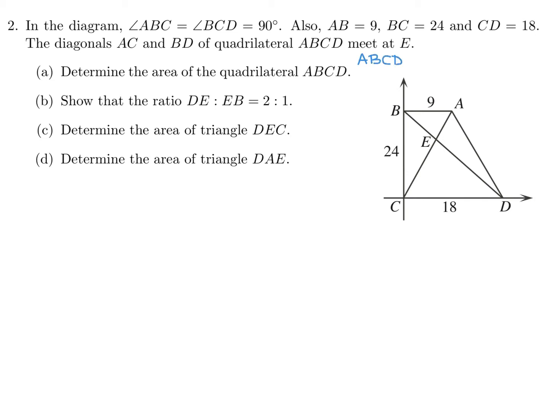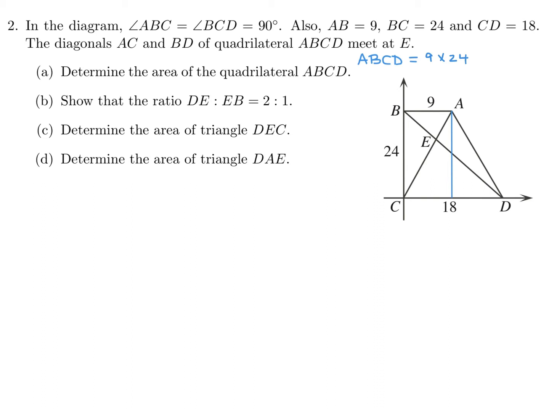ABCD, we can just draw a line that goes down from A to the bottom like this, perpendicular. I draw it like that. And therefore, all it would just be is the rectangle plus the triangle. The rectangle is just 9 times 24, this rectangle right here. And then the triangle, which is this one, is 1/2 base times height.